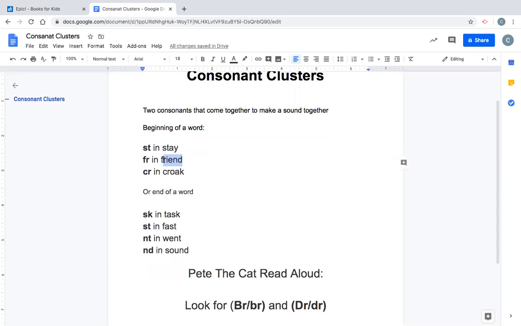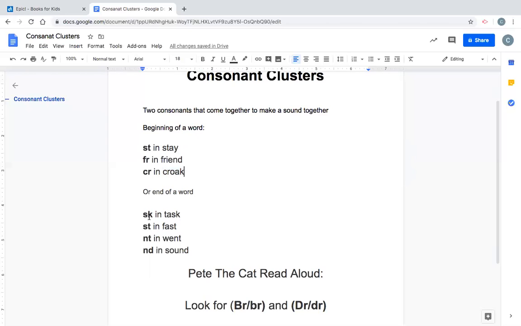In the word friend, the consonant cluster is the F and the R. The F and the R make a fr sound. So it would be friend. In the word croak, our C and R will make a cr sound. Cr. Croak. Croak.